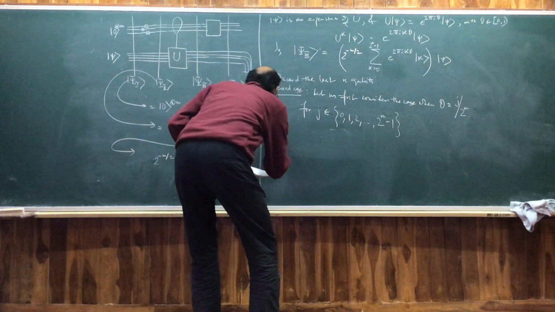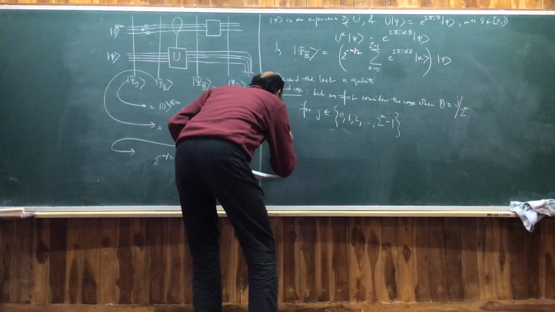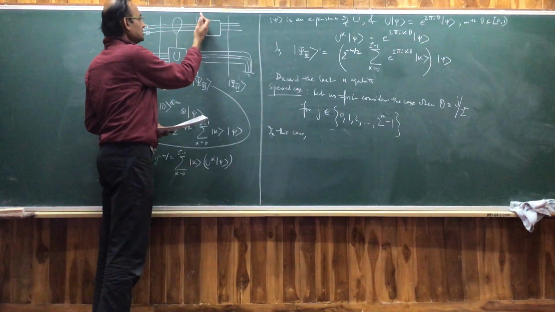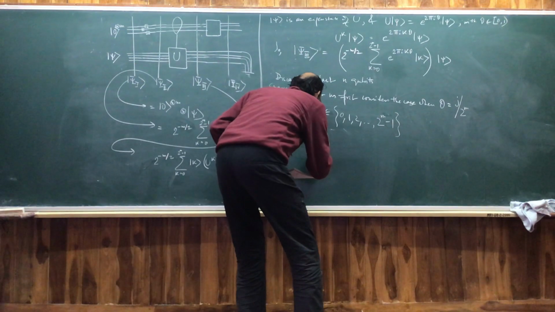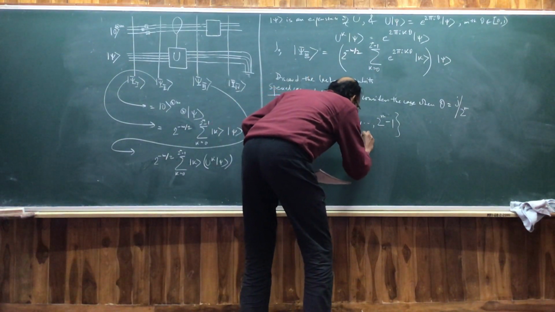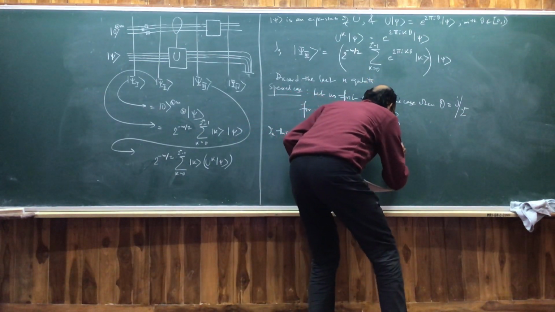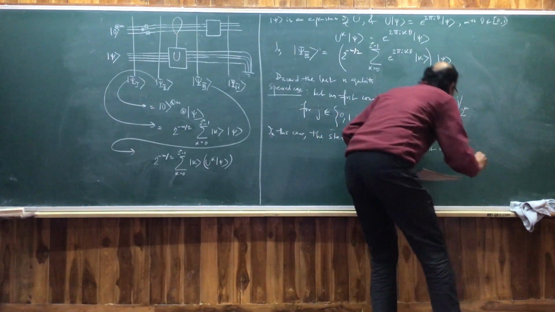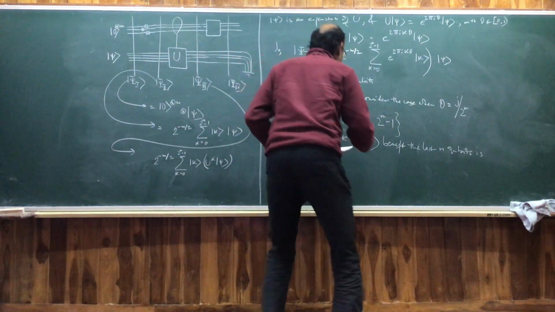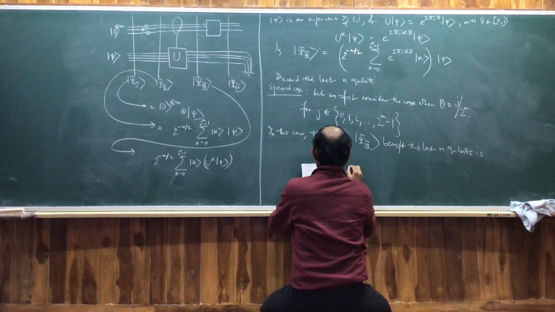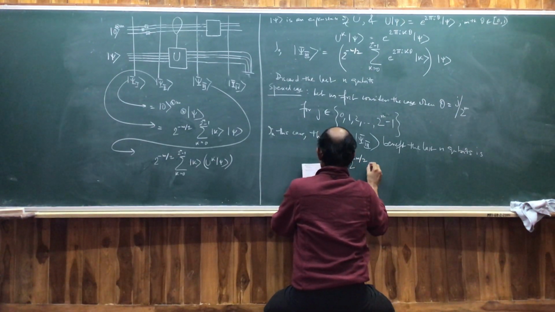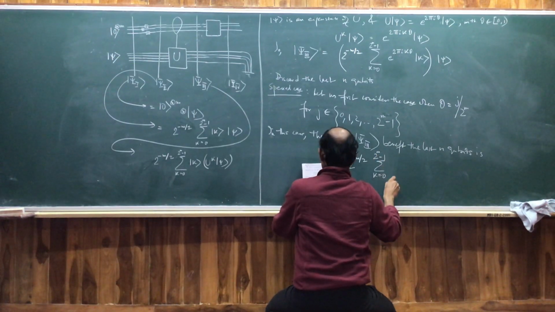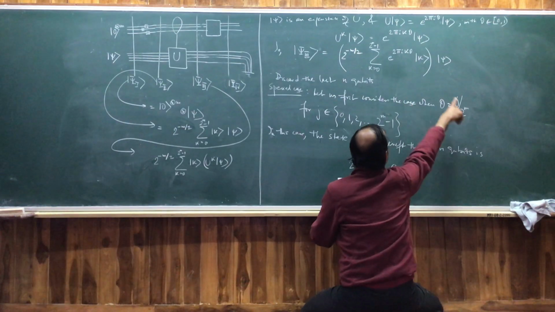So in that case, the final state, final meaning the state here, removing the last n qubits is this thing, but that can be written as, I just put, in place of theta, this thing.